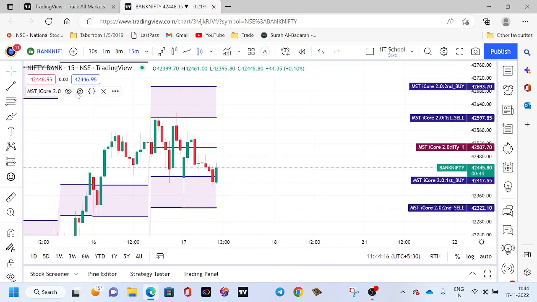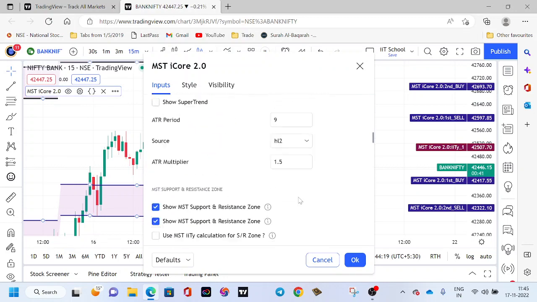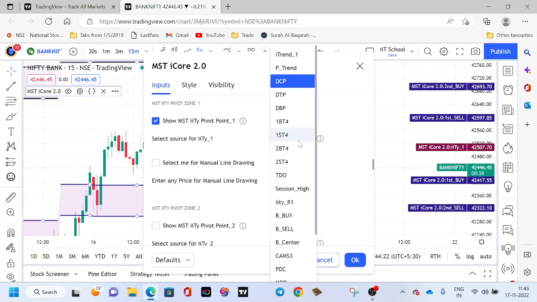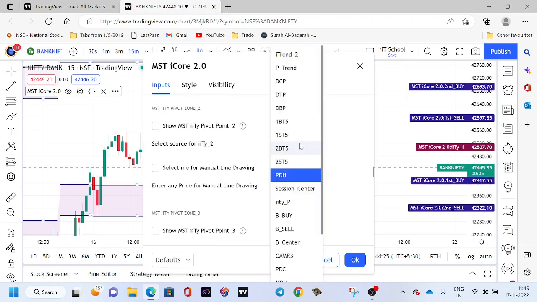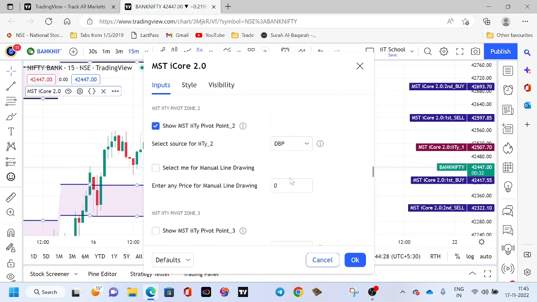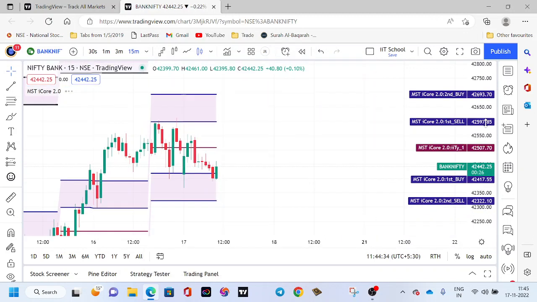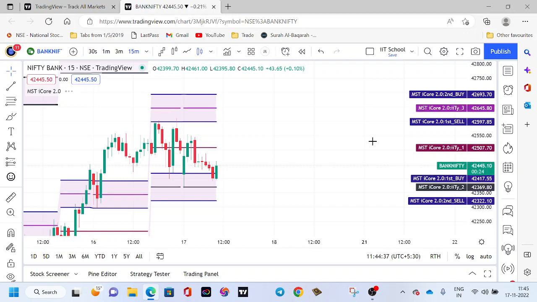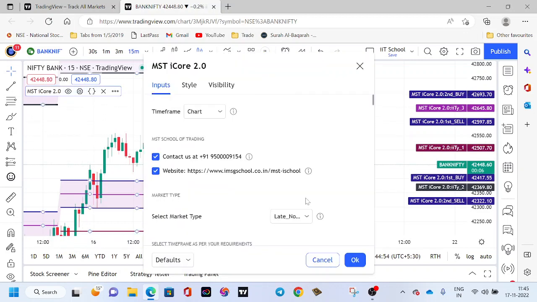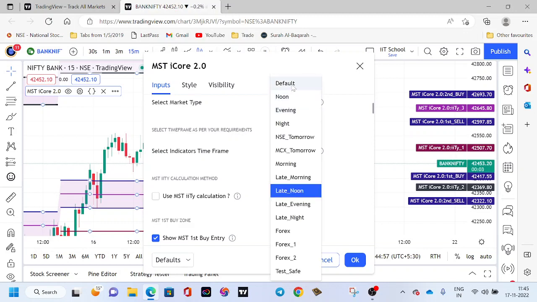I had told you about DBP and DTP. What is DBP and DTP? I'll show you. DCP is the center line, DBP is the bottom center line and DTP is the top center line. See here, this is the center line. Suppose the market is going up, from where it will reverse? The midpoint will be the reversal point. See, exactly it touched here and then moved further. So this is how we have to understand this indicator. I have explained everything in detail.